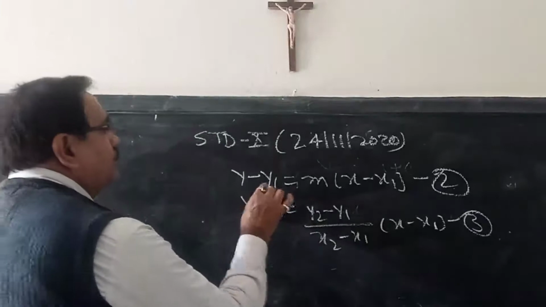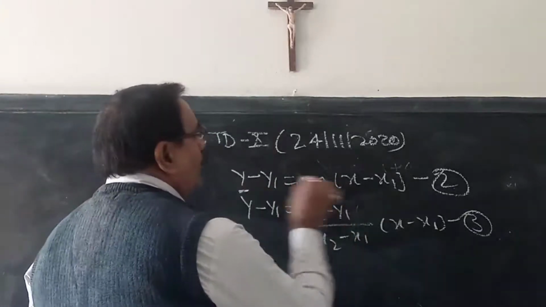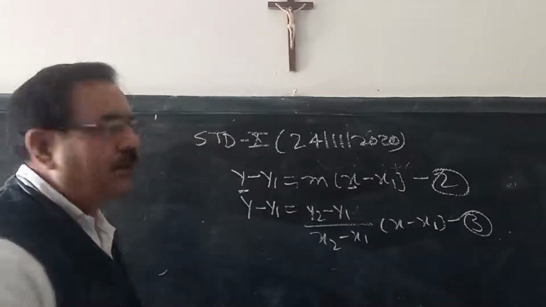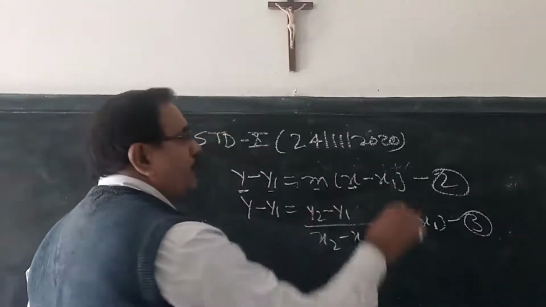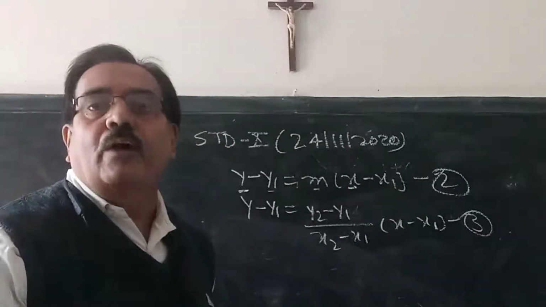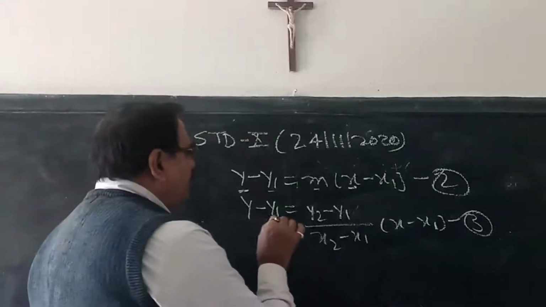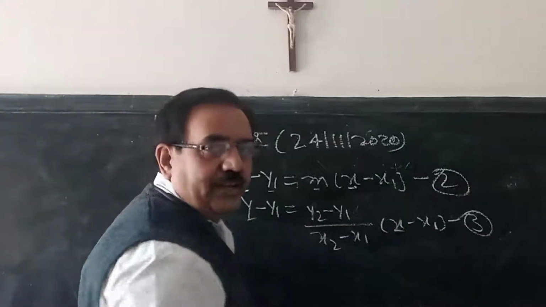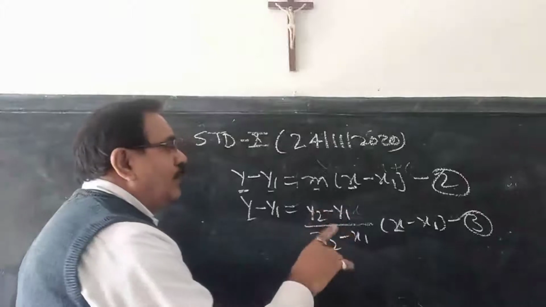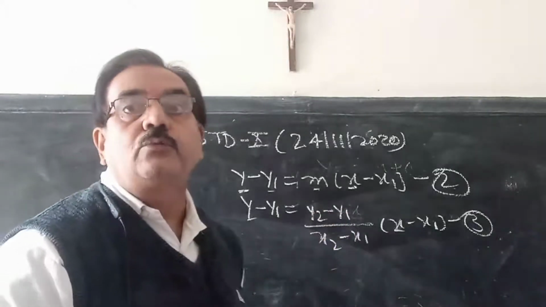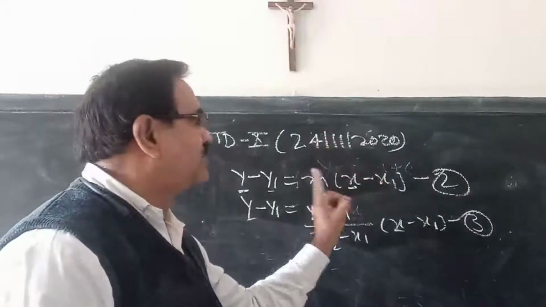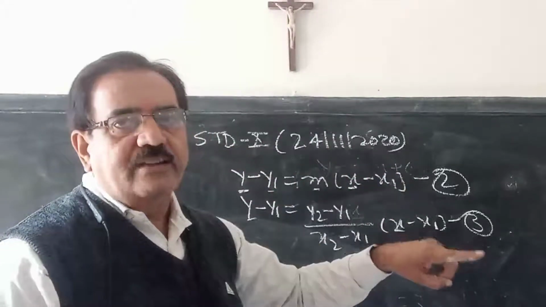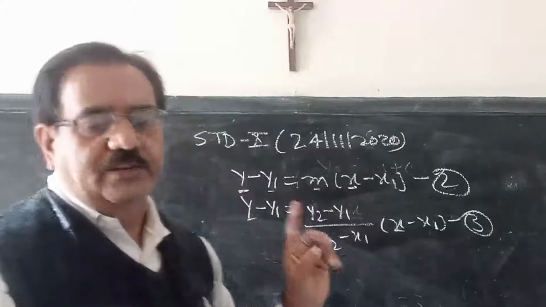Where will you use these? x and y will always be there in any equation. In the second, m is the slope, and x1, y1 is one point. In the third, x and y will always be there, then x1, y1 and x2, y2 are two points. So when the slope and one point are given, we will use the second equation. When two points are given, we will use the third equation.